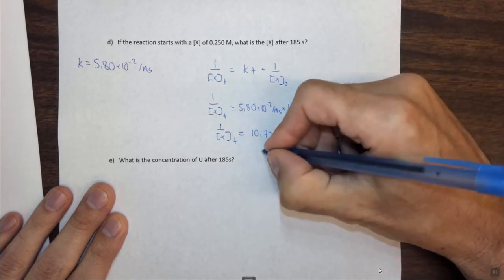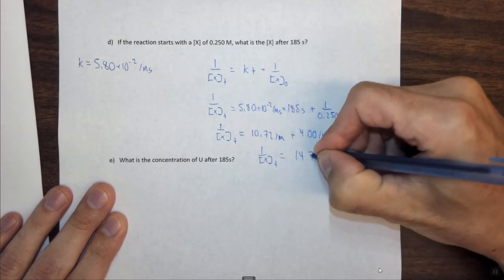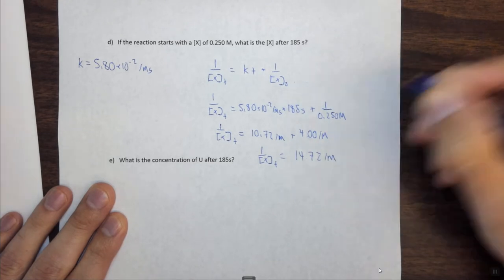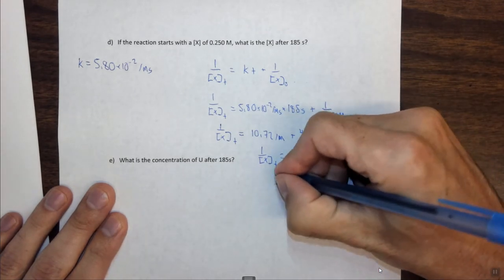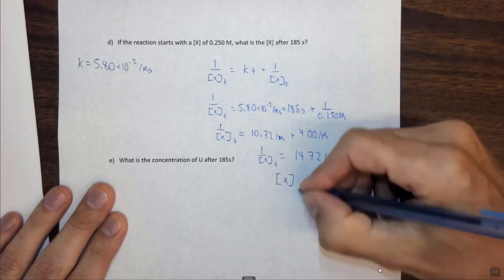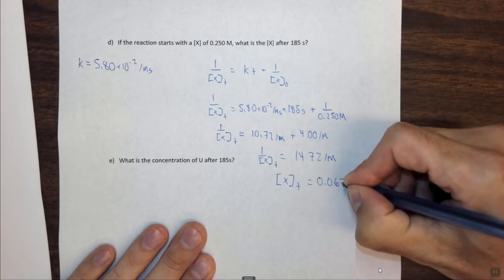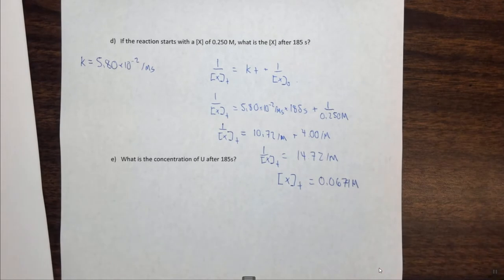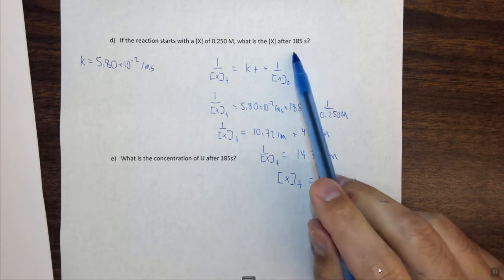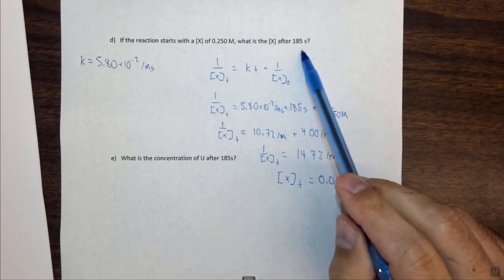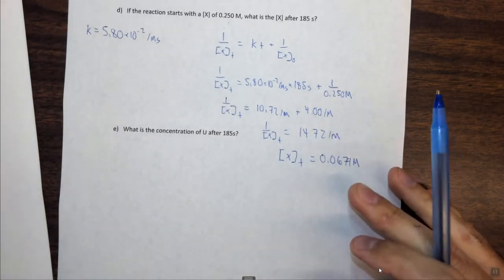We add those together. 1 over the concentration of X at some time equals 14.72 per molar. Take the reciprocal. So take 1 divided by 14.72, and what you get is the concentration of X after some time is equal to 0.0679 molar. So the integrated, in this case, second order rate law allows us to predict the concentration of X when it starts at 0.25 molar after 185 seconds. Now, we do need k for that, but we got that from the information about the plot.